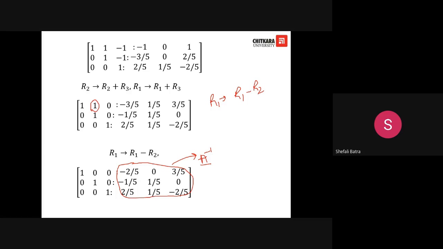So this was your Gauss-Jordan method. In the Gauss-Jordan method, we can apply only and only row operations. No column operation mixing would be there, right? And using the Gauss-Jordan method, we can find the inverse of any matrix, right?